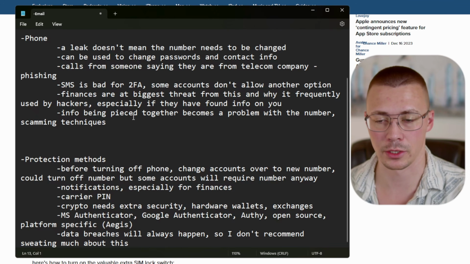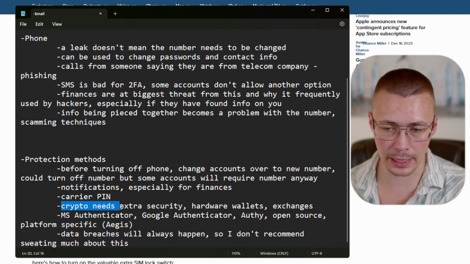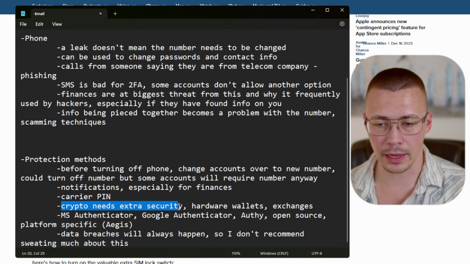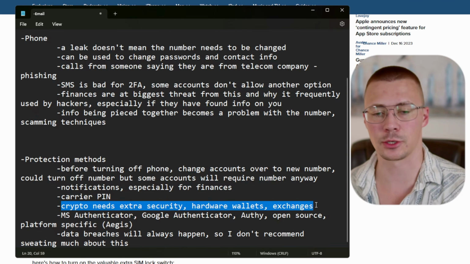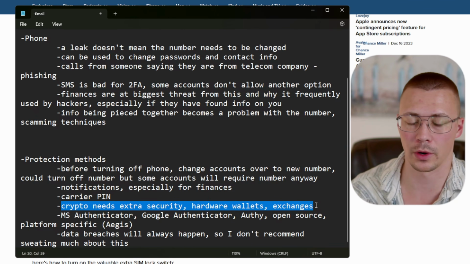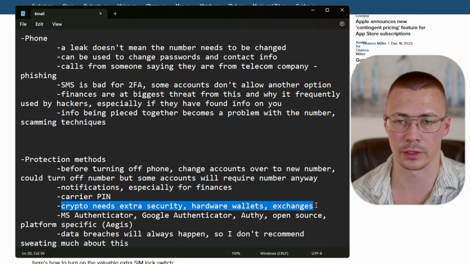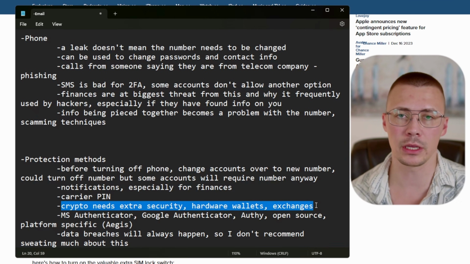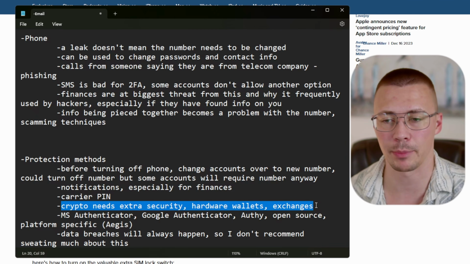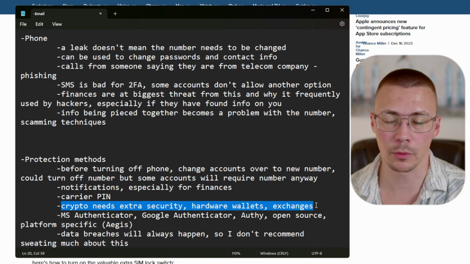You may end up losing your phone number. So just go ahead and keep that in mind. The other thing, if you are doing anything with crypto, it needs extra security because of the way crypto works. And these articles here are talking about this, like this one with a bank account thing. Banks are going to be the same way. If your bank account gets hacked because of a SIM swap attack, you're probably going to be screwed.